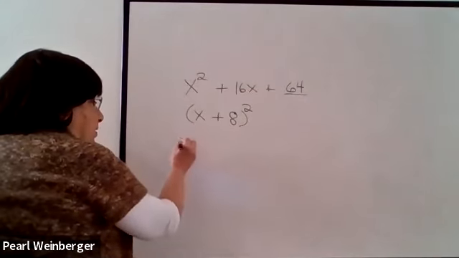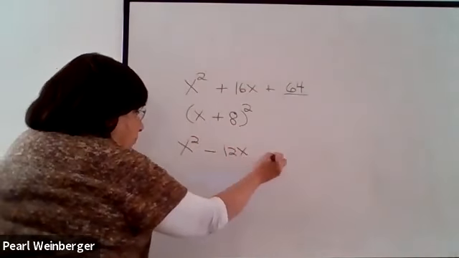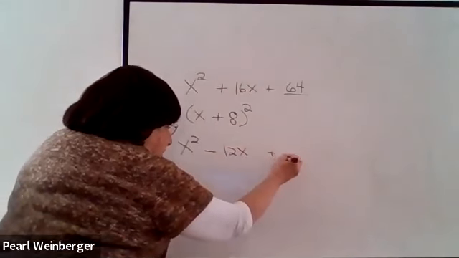Let's say I had something like this, x squared minus 12x. And again, we have to have something that's missing.